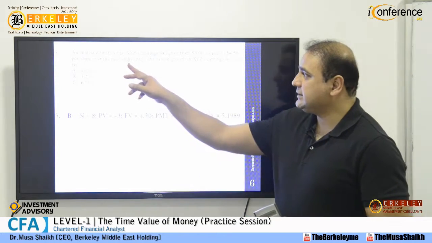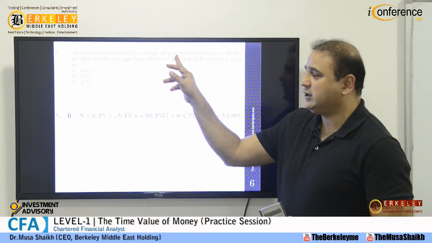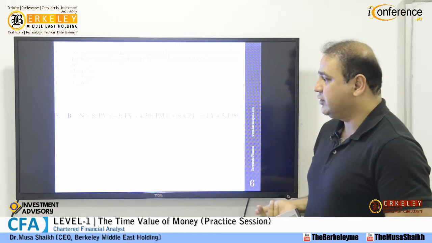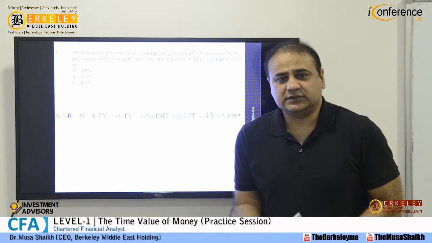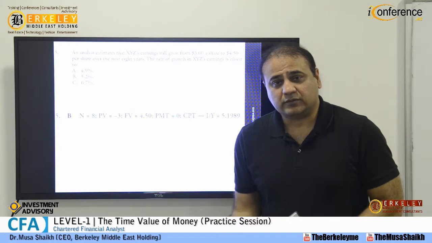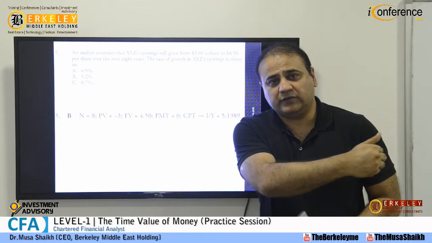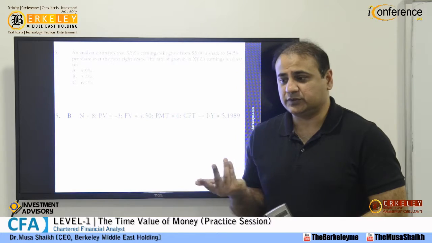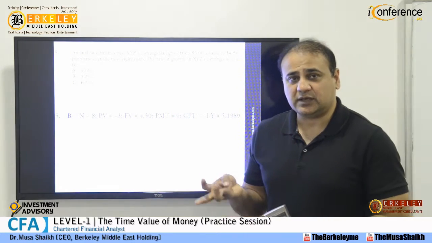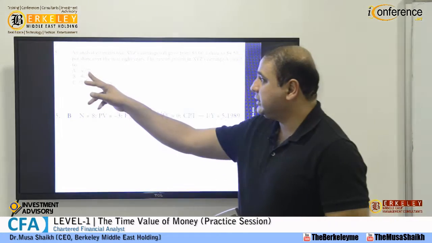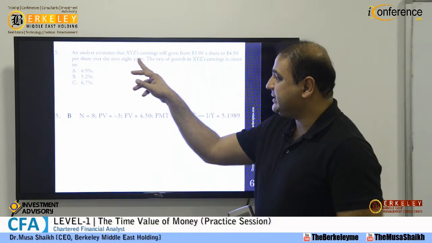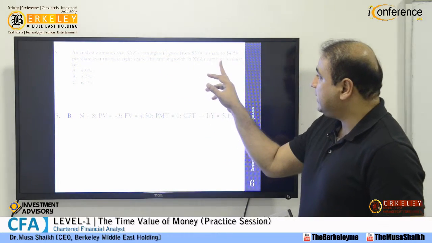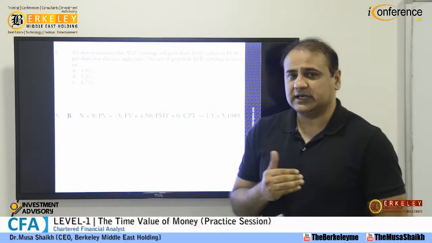Moving forward, an analyst estimates that XYZ earnings will grow from $3 a share to $4.5. So $3 is your present value, 4.5 when it will move, it will be a future value. So the skill that we have to identify in the information, who is who, what is FV, PV and IY, which is very simple, per share over the next 8 years. So 8 is your N.